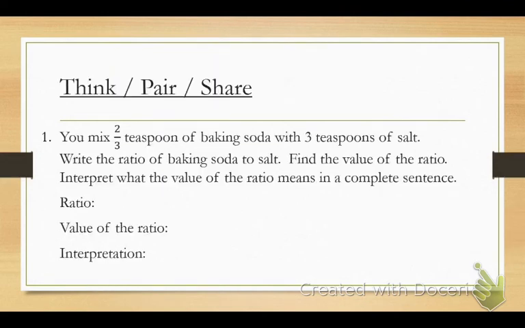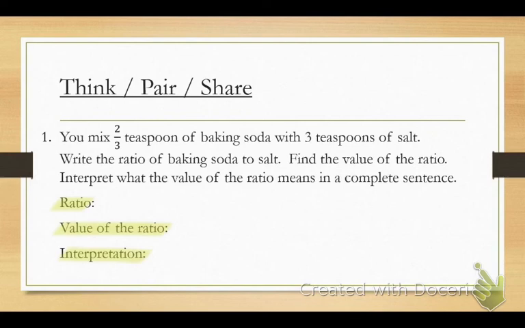For this problem, you mix 2 teaspoons of baking soda with 3 teaspoons of salt. Write the ratio of baking soda to salt, find the value of the ratio, and interpret what the value of the ratio means in a complete sentence. So on tonight's homework, if you have a problem that looks like this, should you write the original problem? No, why not? Because it's more than one sentence. Here's what you're going to write for your answer. You're going to start with the words ratio, value of the ratio, and interpretation. That's what you're going to write for your original problem.